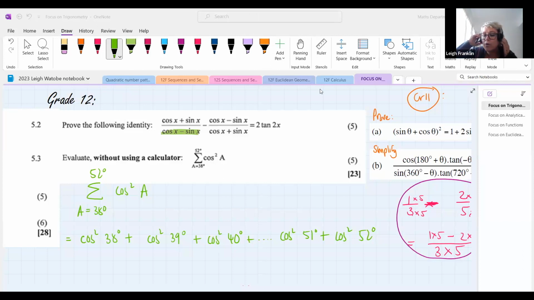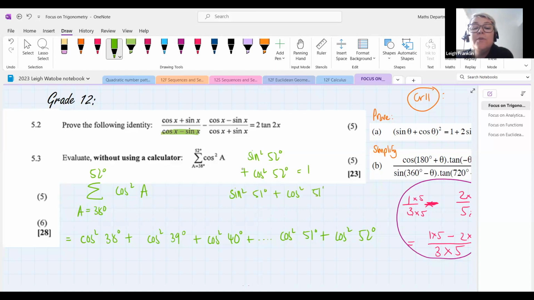The other thing that we know is that sine squared theta plus cos squared theta is 1. So if you have sine squared 52 and you add cos squared 52, you'd end up with 1. If you had sine squared 51 plus cos squared 51, you'd end up with 1 as well. So this question uses co-functions and it uses our square identity.